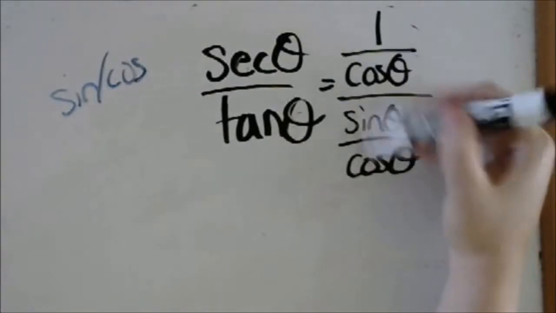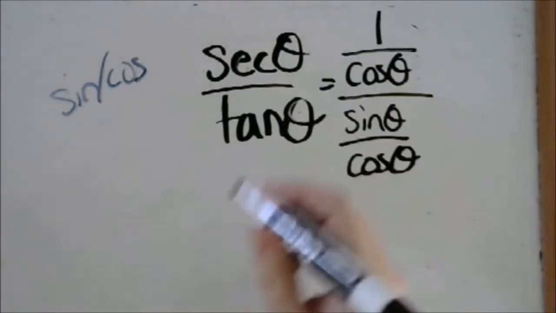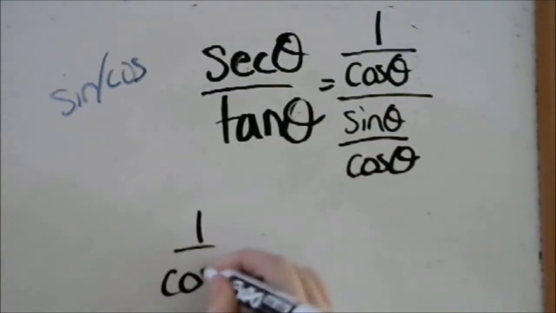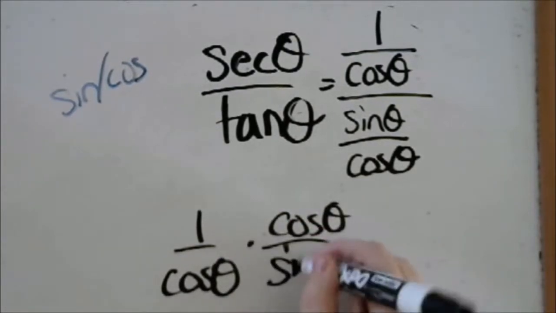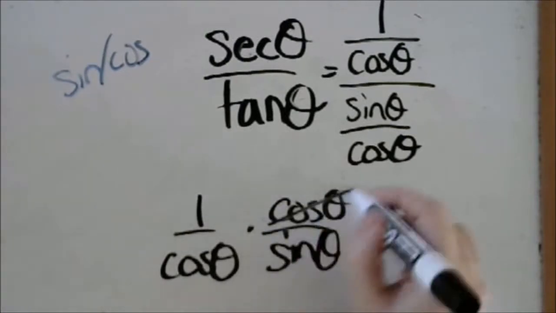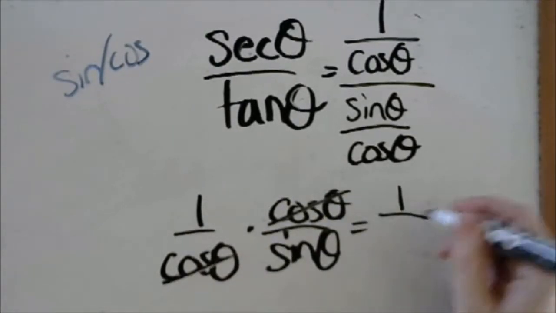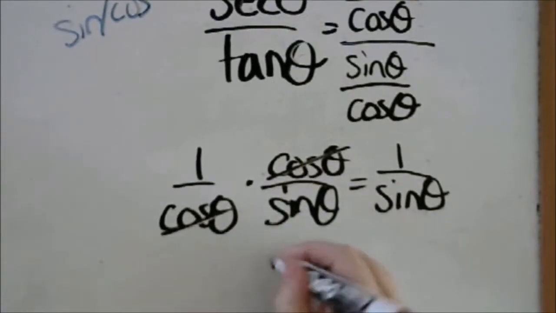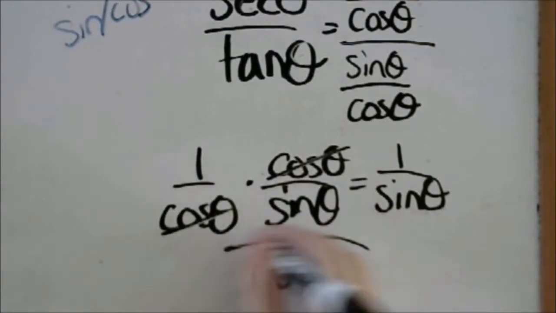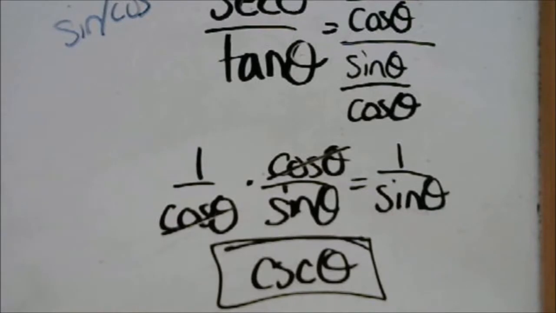How do you simplify a fraction that looks like this? Well, we know that fraction division is the same as multiplying by its reciprocal. From here, I can simplify the cosine theta, and I get 1 over sine theta, which leaves me with a final answer of cosecant theta. Secant theta divided by tan theta is equivalent to cosecant theta.